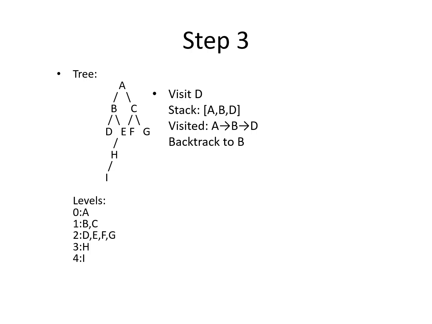Now we have to backtrack to B, because we don't have any nodes after D. That's why we have to do the backtracking of the traversal method. So we maintain the backtracking process to B. Okay, so this is the order.